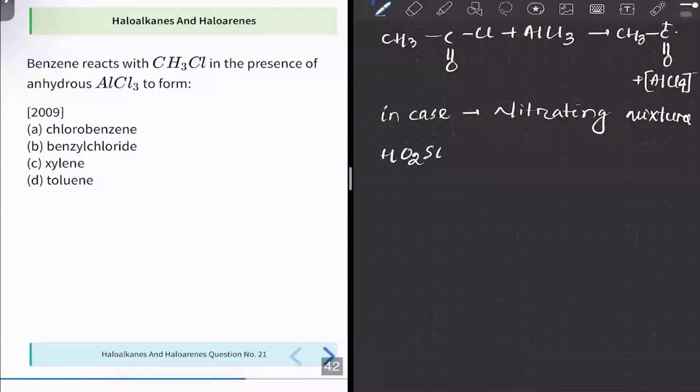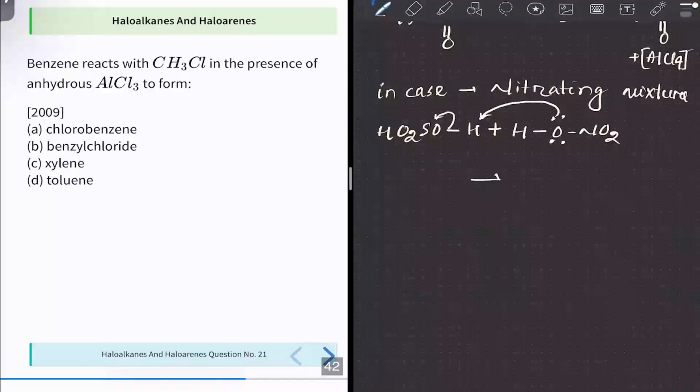H2SO4 is written in this way, then HNO3 will be written in this way. The lone pair present in oxygen will attack the hydrogen and the bond will be broken between sulfur and hydrogen.